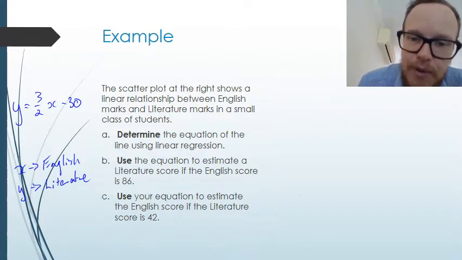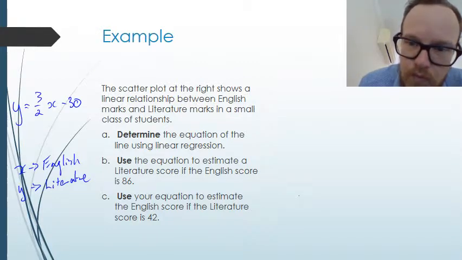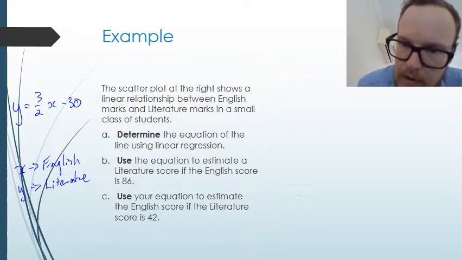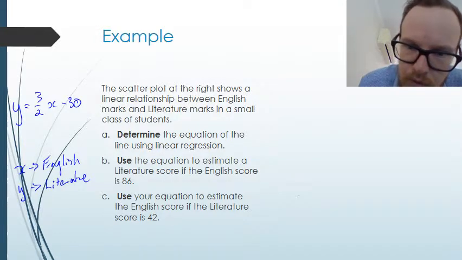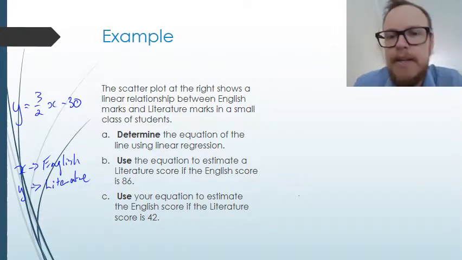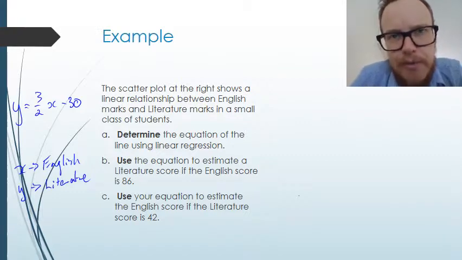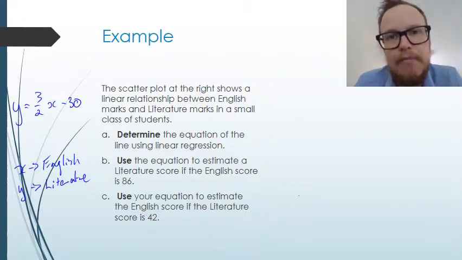So we can say, therefore, the literature score of a student receiving an English score of 86 is 99. Now obviously we can see a little bit of a limitation with this particular equation.